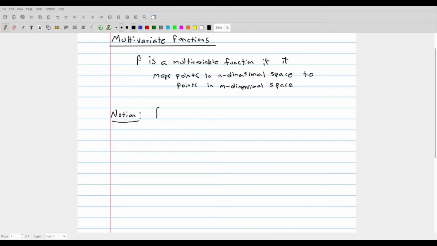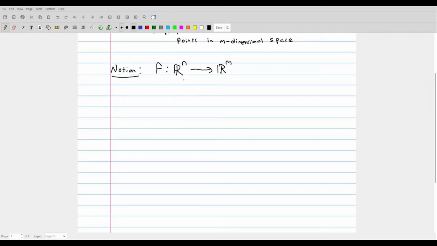You put f with a regular colon, and then R to the n with an arrow, and R to the m. And what this is saying, if you read this notation, is that f is a function that maps n-dimensional space to m-dimensional space, because R^n, n-dimensional space, can be thought of as n copies of the real number line.